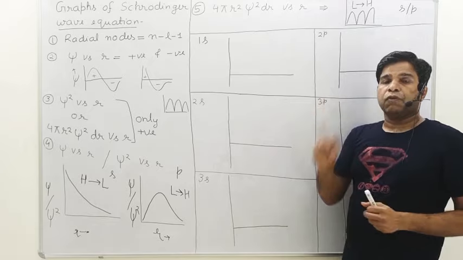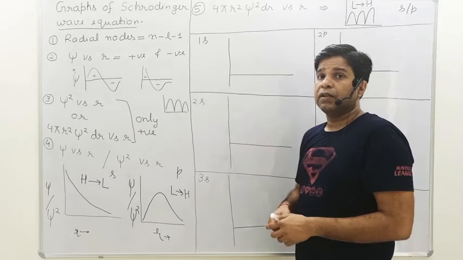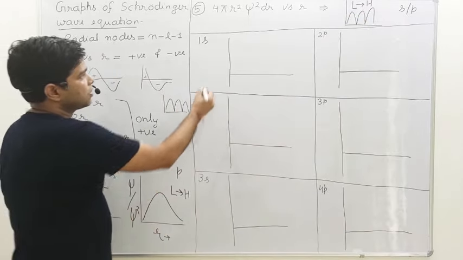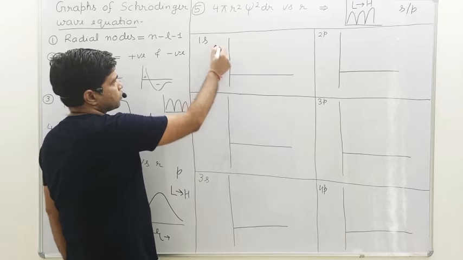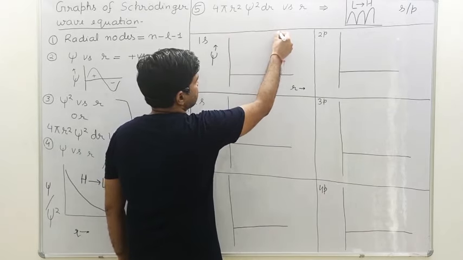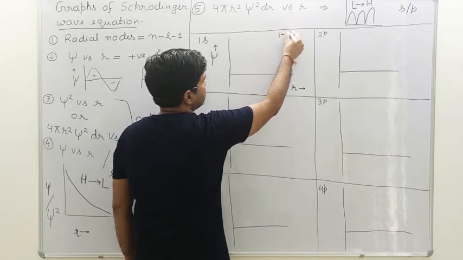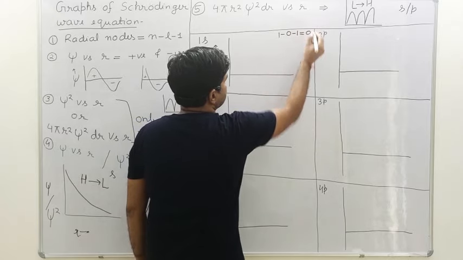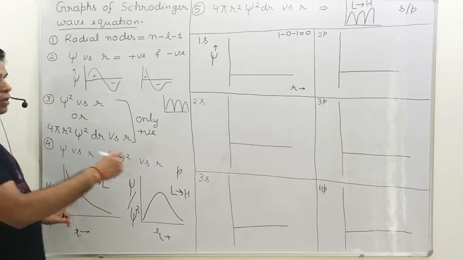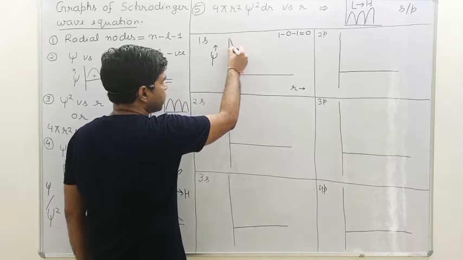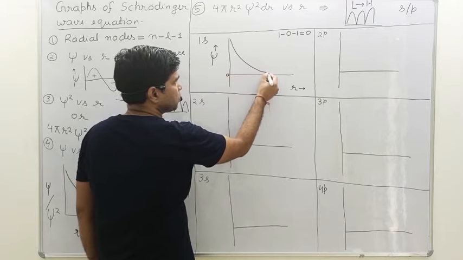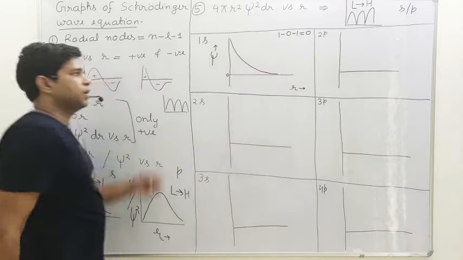Last technique, graph of 4 pi r square psi square dr versus r, all the graphs should start from lower to higher. Now let's see the graph of 1s for psi versus r. So you see, student, for the 1s, calculate n minus l minus 1: n is 1, l is 0, so 1 minus 0 minus 1. So radial node is 0, means psi cannot be 0. We have to start the graph of psi versus r from higher to lower. But you see, student, I cannot touch this line because at this line psi value is 0. So I cannot touch this line. This is the graph of 1s.